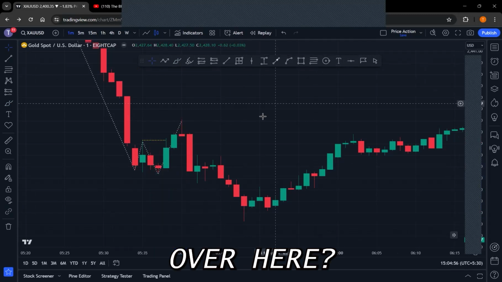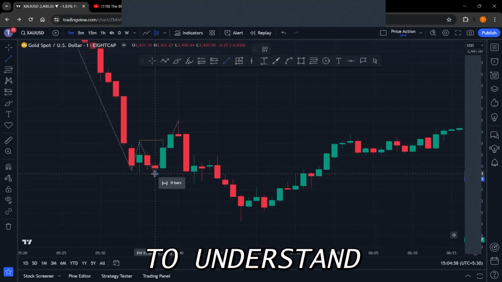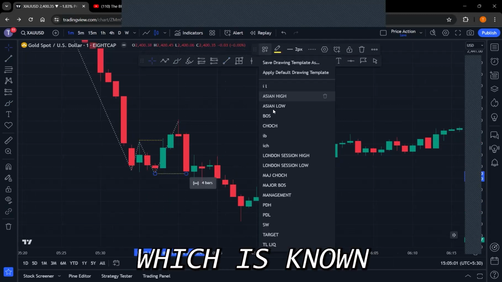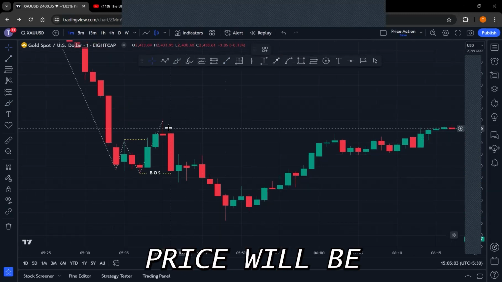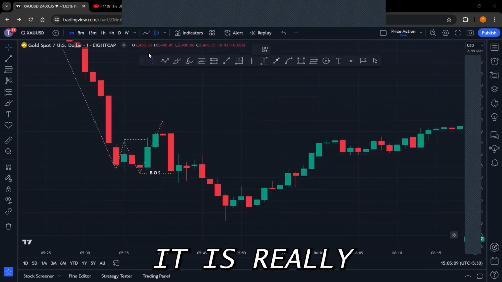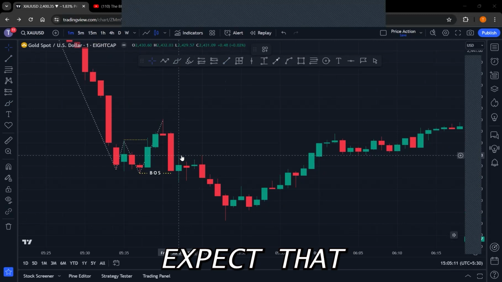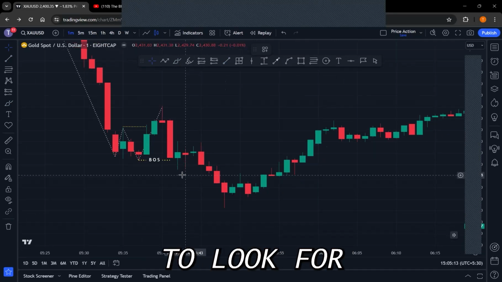So what happens over here? This is the point in the market where you need to understand that this is the real point, which is known as a breakout structure. If the price takes out this major liquidity, it is really the certain point where we can expect that the market will go downside. So where to look for selling now?